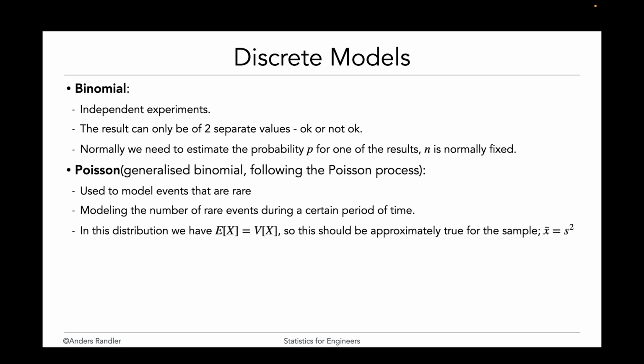In this distribution, which is really odd, the expected value and the variance are the same. So this should be approximately true for the sample. If you have a sample that fulfills the first two points, and by using some computer software you realize that the mean value and s squared, the variance, are approximately the same, then this is probably a good idea to use.